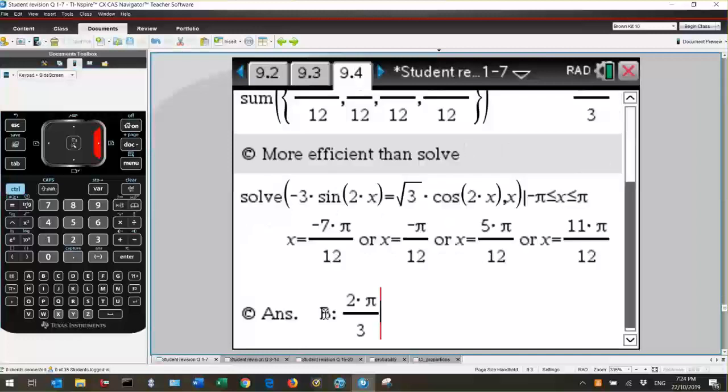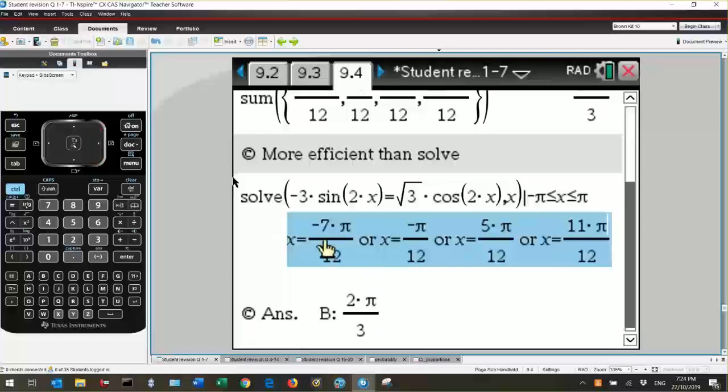And you can see that that's a lot easier to deal with than using solve, which would have x equals this or that or that, and then the sum of those is not as quick. And of course, in the exam, every second is gold.